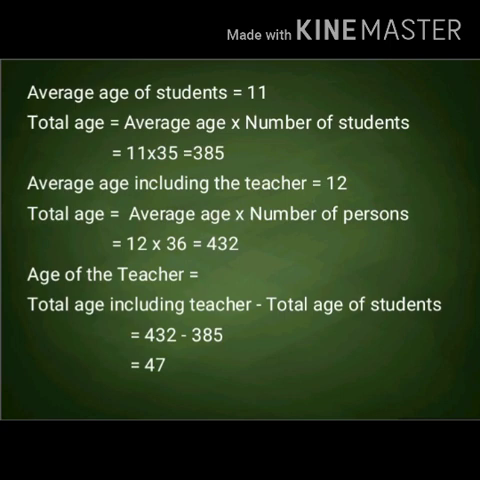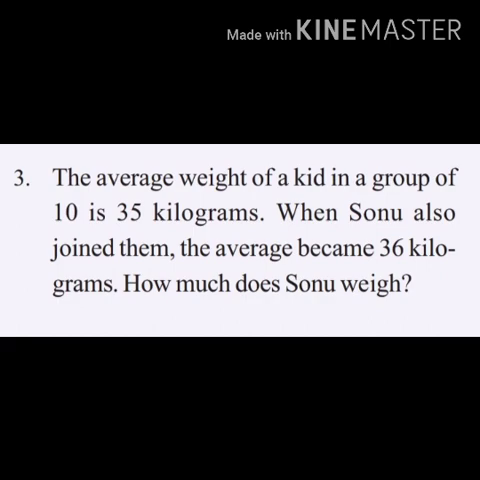So the age of the teacher we can calculate by total age including the teacher minus total age of the students, that is 47. The third question is, the average weight of a kid in a group of 10 is 35 kilograms. When Sonu also joined them, the average became 36 kilograms. How much does Sonu weigh? We can do it in the same way as the second question.